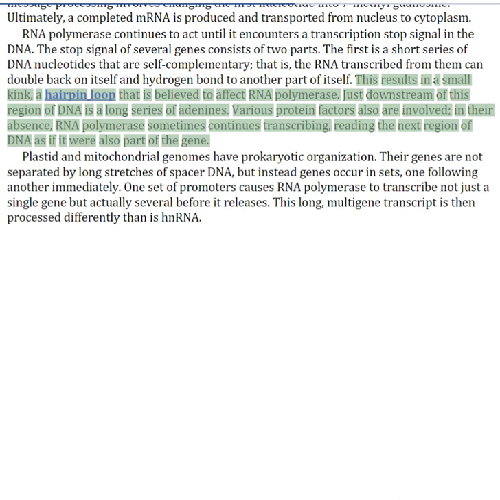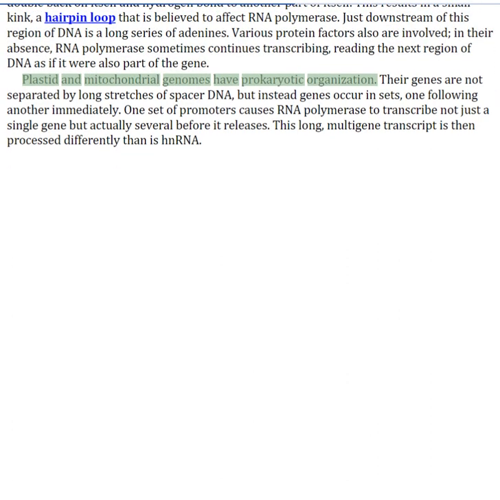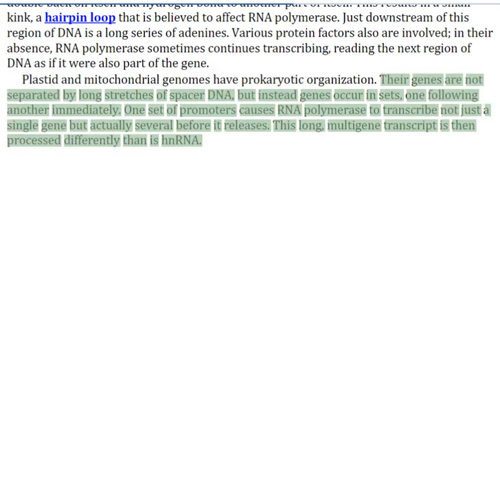Plastid and mitochondrial genomes have prokaryotic organization. Their genes are not separated by long stretches of space or DNA, but instead genes occur in sets, one following another immediately. One set of promoters causes RNA polymerase to transcribe not just a single gene but actually several before it releases. This long, multi-gene transcript is then processed differently than is hnRNA.